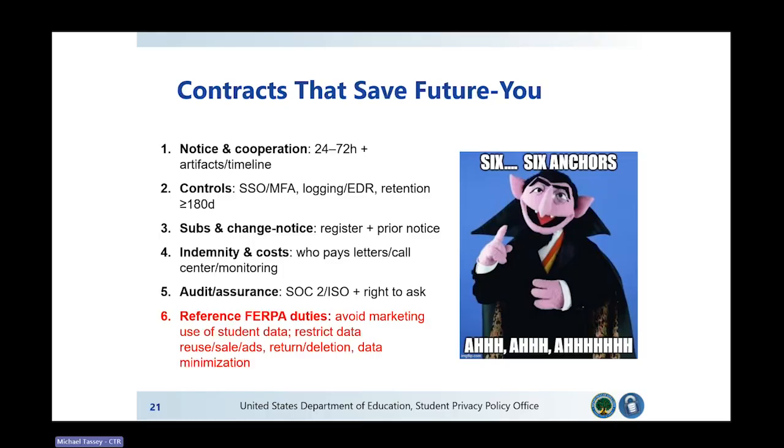So here's 6 things that you can insert into your contracts that save future you, right? The count, I love it. First of all, notice and cooperation, right? 24 to 72 hour notice, access to artifacts, timelines, information exchange, that sort of thing. Referencing controls, right? Single sign-on, multi-factor authentication, making sure that the vendor has these things, like logs or log retention that allow them to react in the case of an incident.